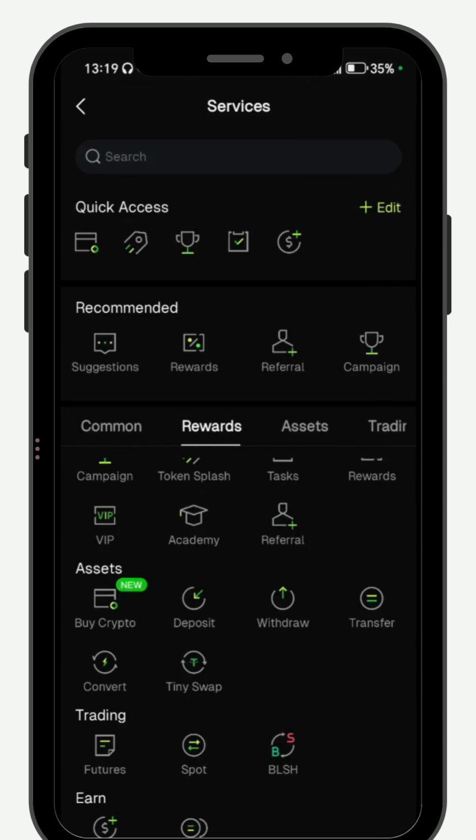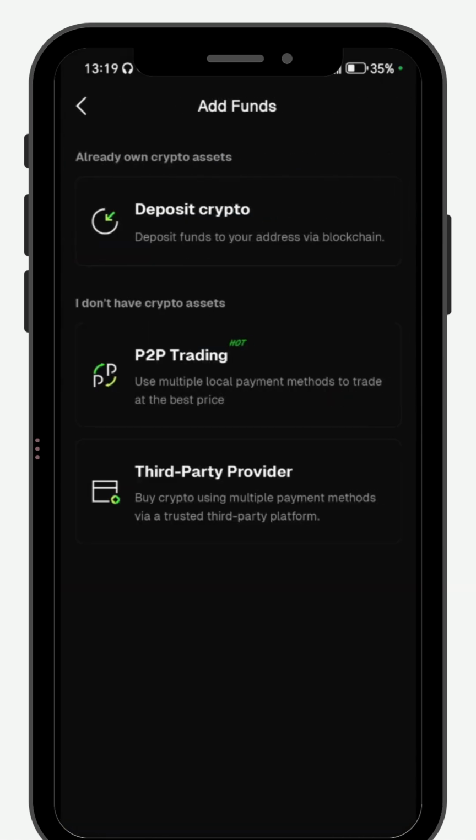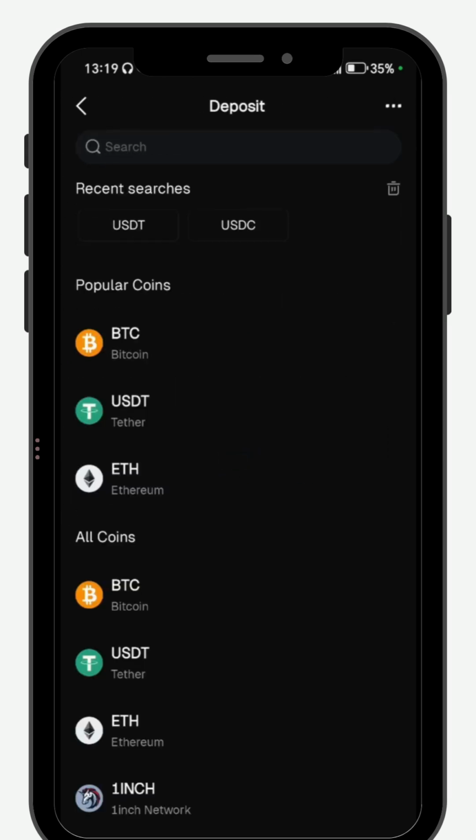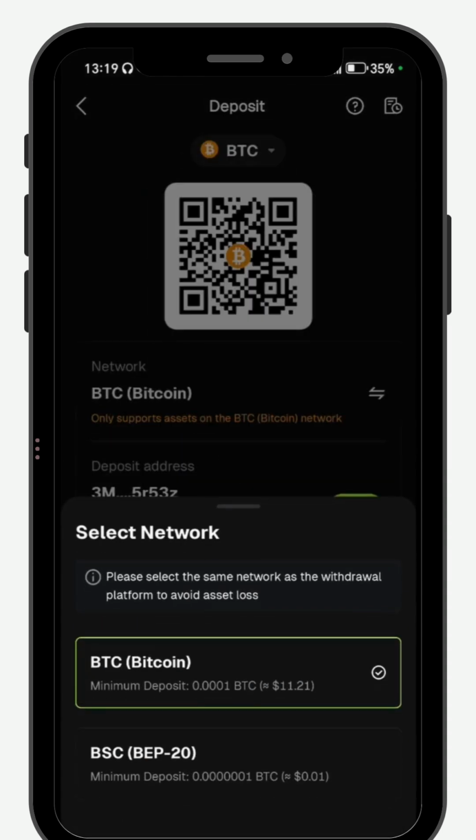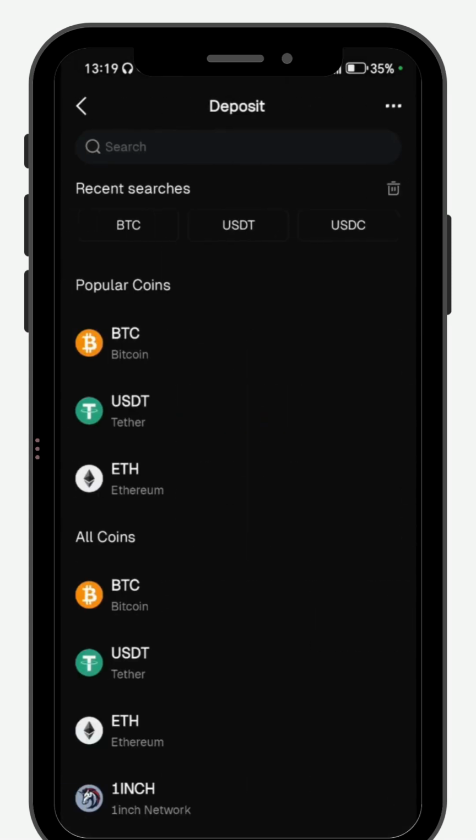That's awesome if you are trading on this platform. If you want to buy cryptocurrency, you can just come here, buy crypto, and do a deposit. You can deposit to your account either USDT, BTC, or any other asset that you want to deposit. Say for example BTC, it's going to give you the address to deposit your BTC there. So that's how you go about that.